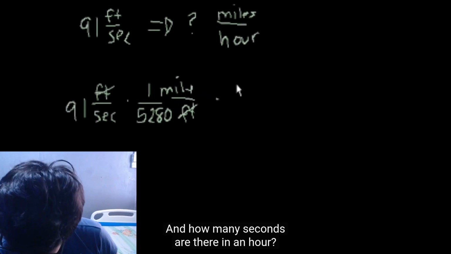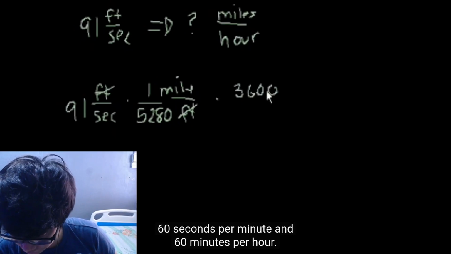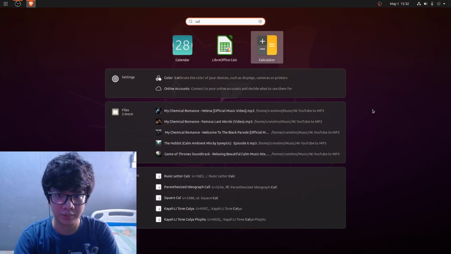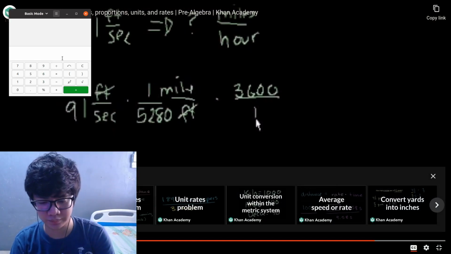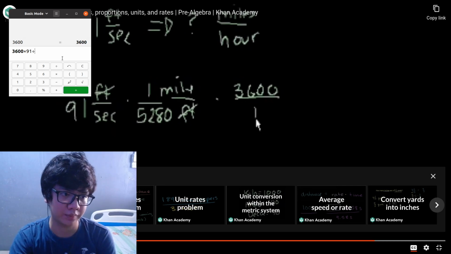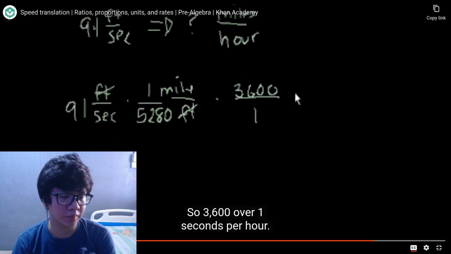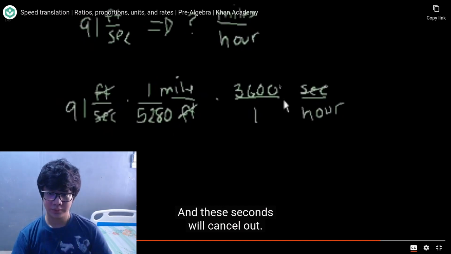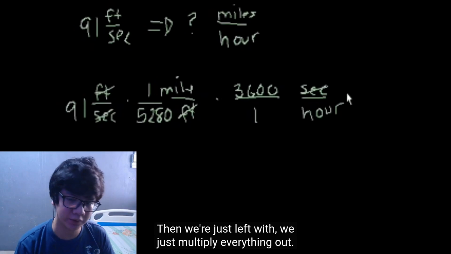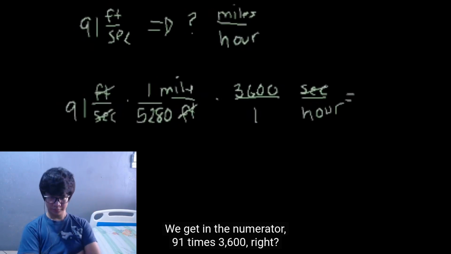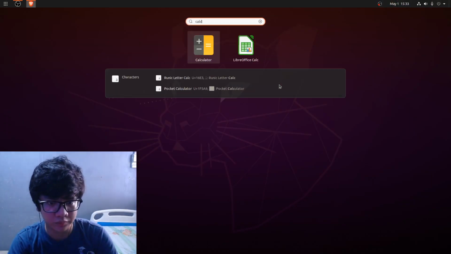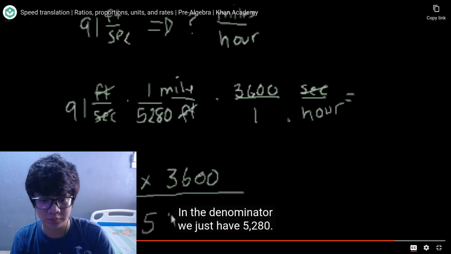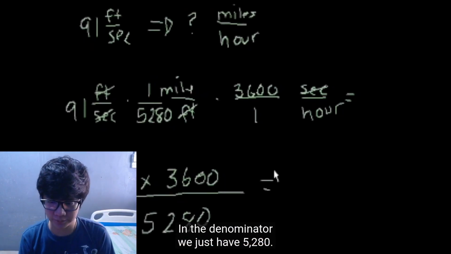And how many seconds are there in an hour? Well, there are 3,600 seconds in an hour. 60 seconds per minute and 60 minutes per hour. So 3,600 seconds per 1 hour. And these seconds will cancel out. And then we just multiply everything out. We get, in the numerator, 91 times 1 times 3,600. In the denominator, we just have 5,280.